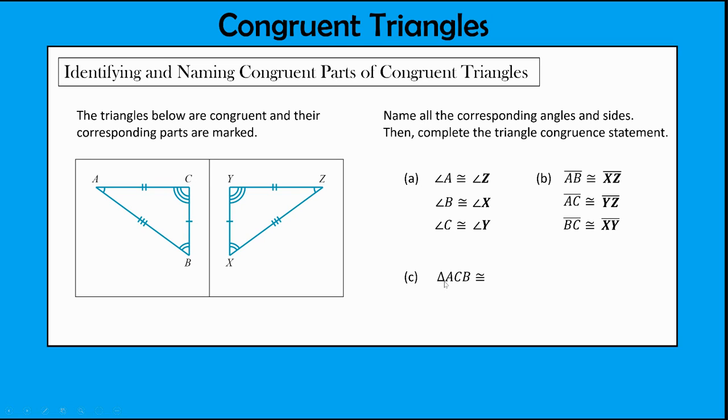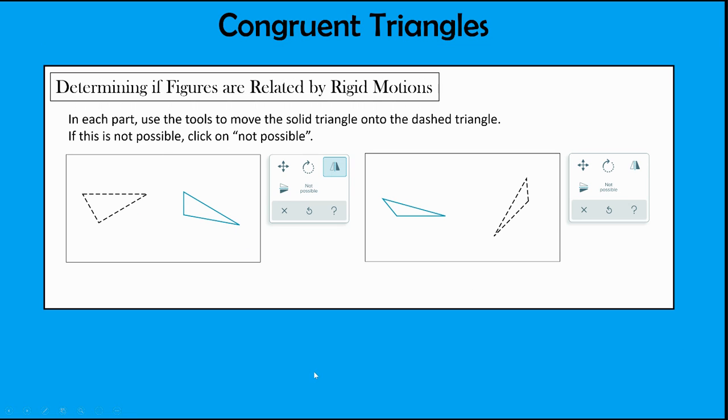Now, if I call this first one triangle ACB, then I got to go ZXY because I got to match up corresponding parts. Okay. This will be wrong if you don't match up the corresponding parts. So that's pretty basic. All right.